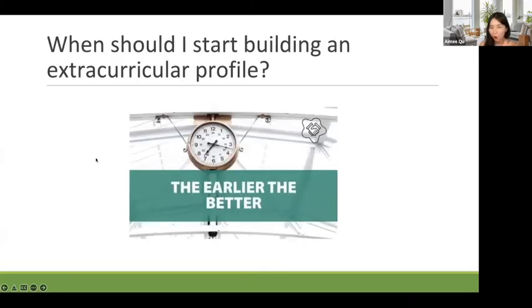Okay, so another question that people often ask is, when should I start building an extracurricular profile, or at least thinking intentionally about it? And I always say the earlier, the better. You don't want to wait until grade 11 and think, okay, well, maybe this summer I do something to help my application. It's too late by then. You're in grade 11, you only have a summer, right? I should have done this earlier. So I always say start in G9.